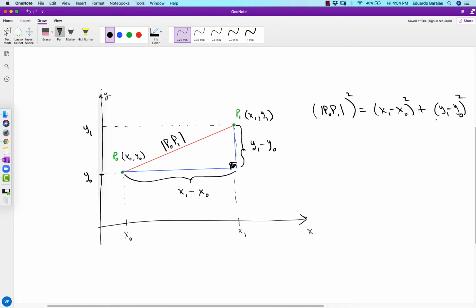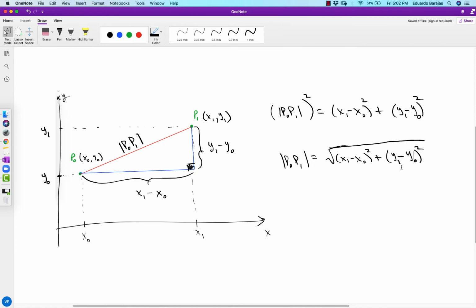Good. Or if we take the square root of both sides now, then that distance, P naught P1, is equal to the square root of the sum of these two squares: x sub 1 minus x sub naught squared plus y sub 1 minus y sub naught squared. Good. So that's our distance formula. Okay, so let's keep this formula in our back pocket as we go back and revisit the original question of finding an approximation to a curvature.